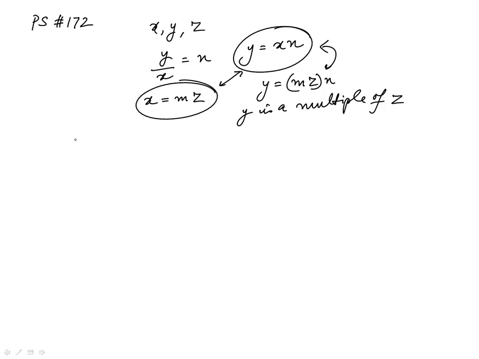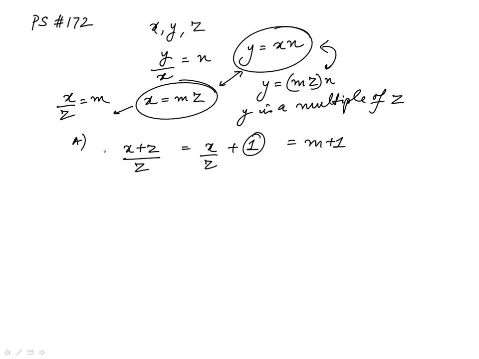We'll start with A. The first one is x plus z over z. This is the same as x over z plus 1, because this piece is z over z. And x over z is an integer because x is a multiple of z, because x over z is equal to m. So this is just m plus 1, which is an integer. So A is out of contention.